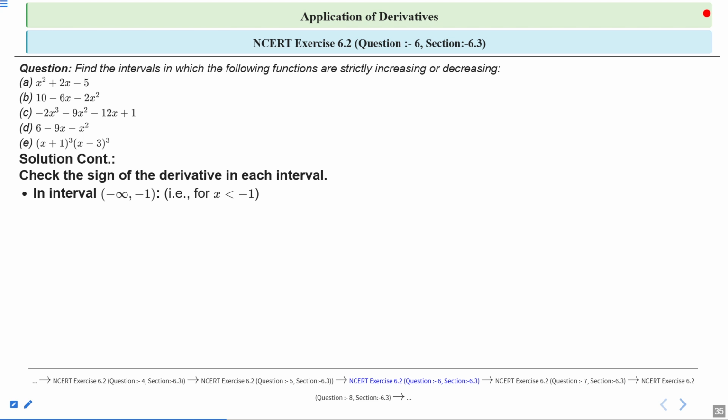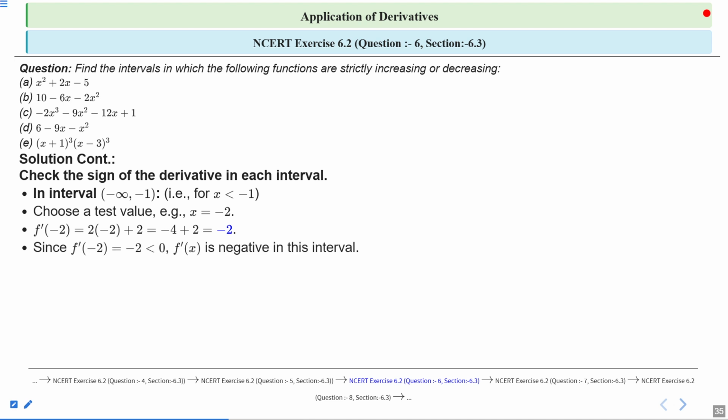In interval -infinity to -1, that is for x less than -1, we choose a test value. Suppose, for example, x equal to -2. So f dash -2 is basically 2 into -2 plus 2, which is basically -4 plus 2, which is -2.